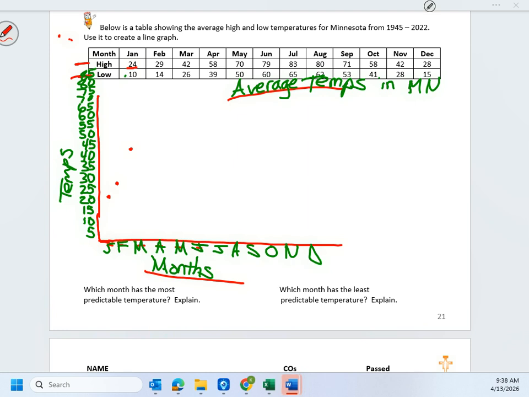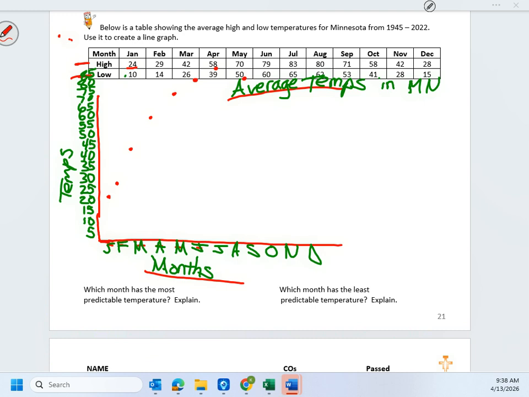April, I go up to 58. May, I go up to 70. June, I'm going up to 79. July, I'm going up to 83. August, I'm at 80. And this is where it's tricky because mine, I didn't shift over. So mine is running up into my numbers there, and that's okay. For me, if you don't have enough space, go to the other page and make it so you have space.